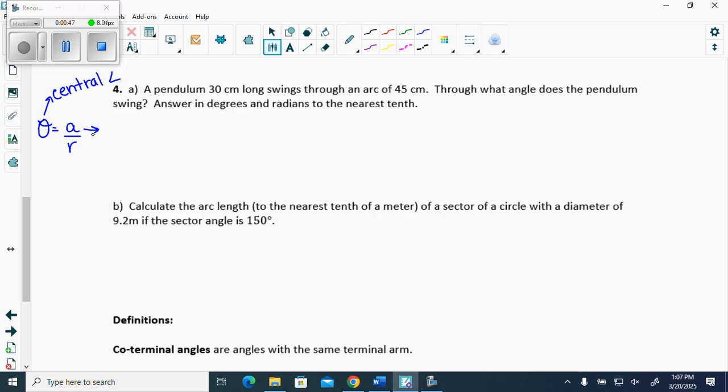A is your arc length, and R is your radius.